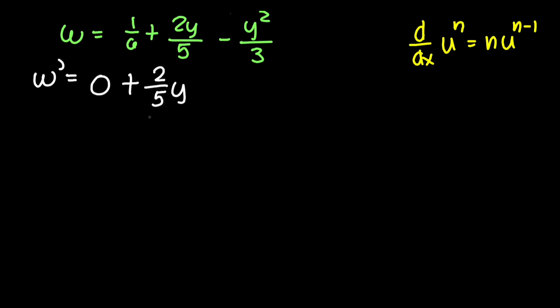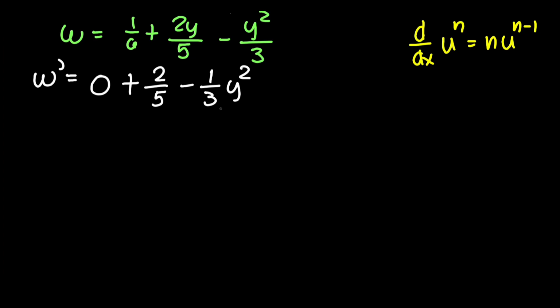And taking the derivative of 2 over 5 of y, remember we have an exponent of 1 here. 1 multiplied by 2 over 5 would be equal to 2 over 5. And 1 minus 1 would be equal to 0. And y to the power of 0 would be 1. So you would be left with 2 over 5 as your derivative regarding this one. Minus y squared over 3. You can put this again as 1 over 3 multiplied by y squared. This is just another form of this one.